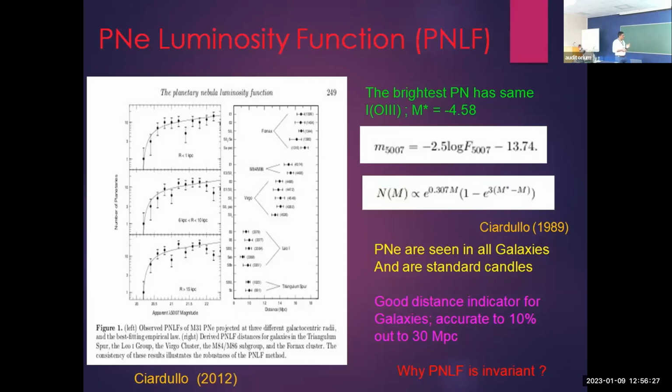These distances, for example, can be used up to say 5 megaparsec as a distance indicator, and you can compare this with the other methods and they match within 10% accuracy. So they work well. There is no doubt in that. But why does it work well? Theoretical models don't support that. So where are we missing?